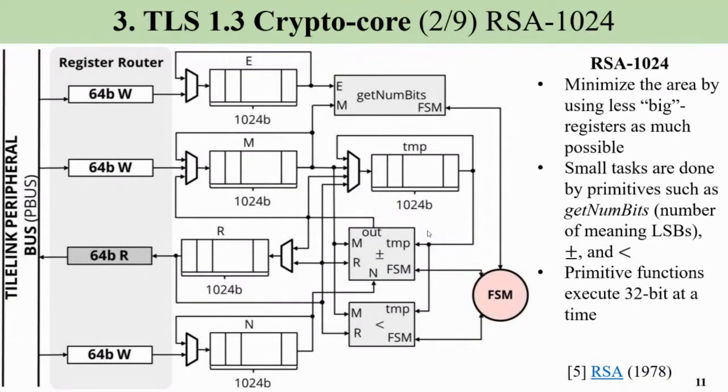The second one is the RSA 1024-bit. The goal is just to minimize the area by using as few full 1024-bit registers as possible. Small tasks like getting the number of bits, add, sub or comparator are done by primitives, and they are executed only 32 bits at a time. So the goal is to reduce the size while also providing a hardware accelerator solution.